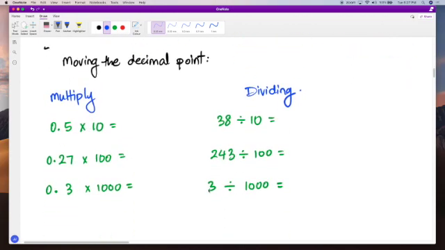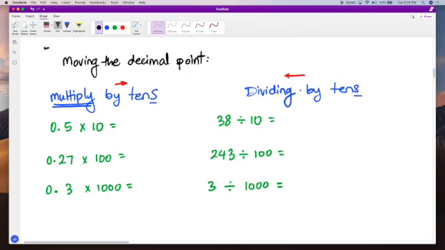Right, when it comes to moving the decimal point now, we can move the decimal point by either multiplying by tens. Notice the S. Or dividing by tens. Notice the S. For example, if we are multiplying by tens, the decimal point will move this way. If we are dividing by tens, the decimal point will move this way.